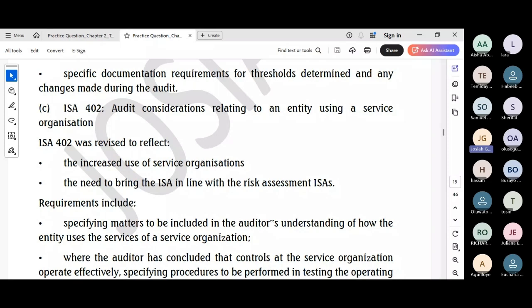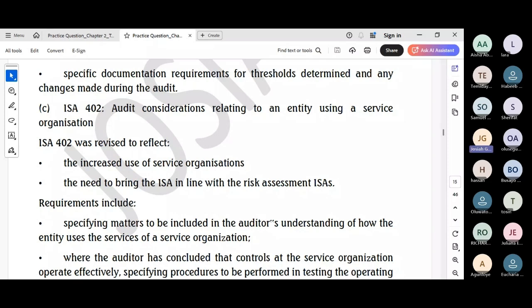So that's where the detailed procedures for issuing Type 2 reports, which are service auditor reports, come in. Type 2 reports are service auditor reports as audit evidence. So the issuance of it, and also evaluating the competence and independence of a service organization's auditor, and also the adequacy of his report are the new updates in ISA 402.